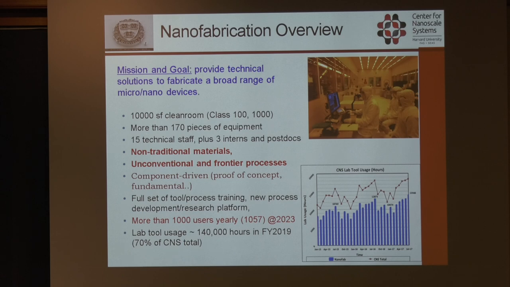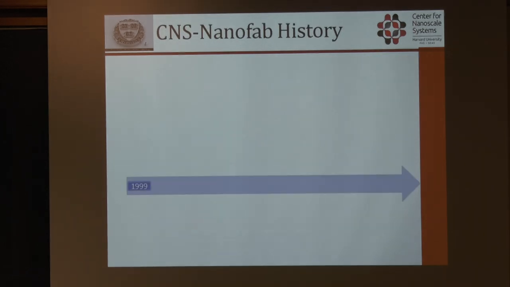After 2016, our user number in the clean room is over 1,000 users, and the tool usage is over 140 thousand hours. So from that point of view, I would say this clean room is one of the busiest clean rooms on the academic side.